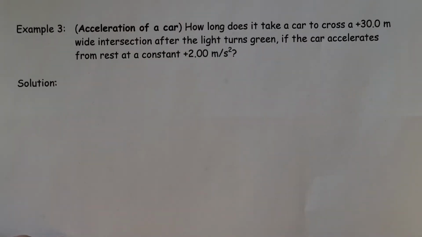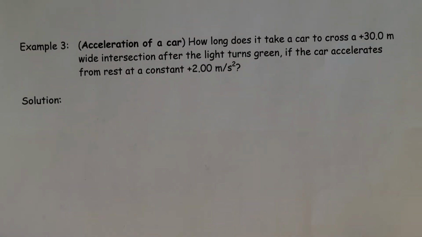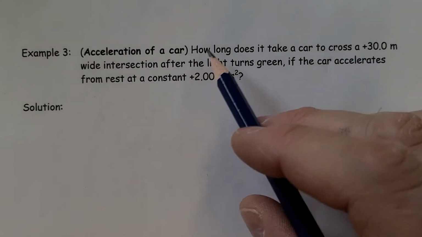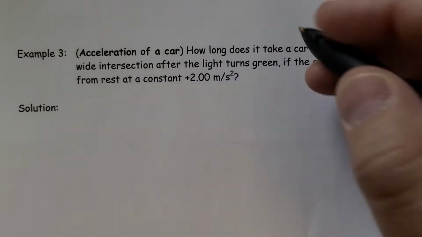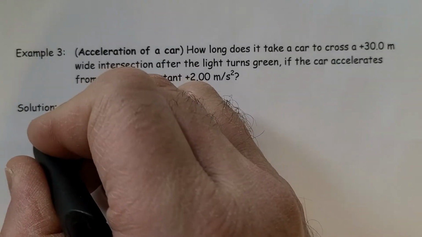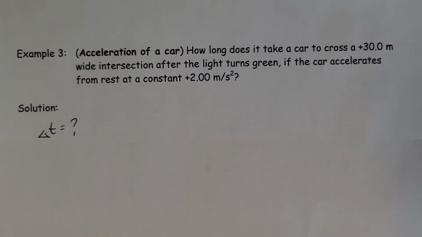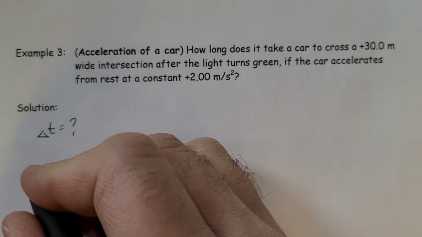So this is the second video in FM1.3, 1.4, looking at the equations for uniform acceleration. So look at this example. How long does it take? So right away, we're looking for time. How long does it take a car to cross a 30-meter wide intersection?